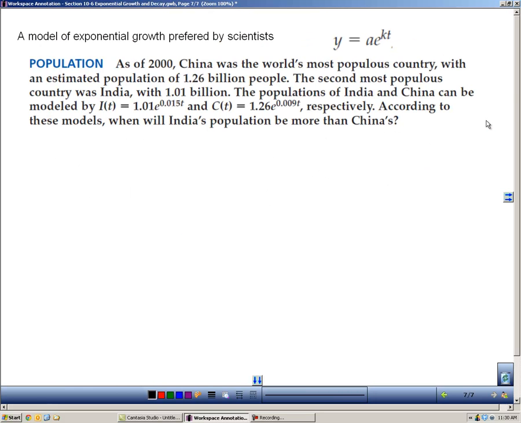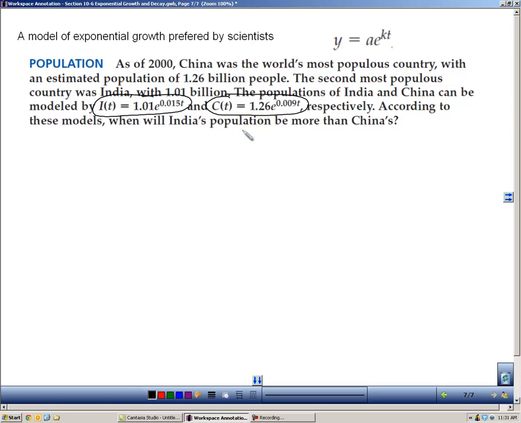Our last example is one in which we have a formula that's preferred by scientists for exponential growth. Again, y equals a times e to the kt. K is a constant. In this problem, we're told that in 2000, China's population was 1.26 billion and India's was 1.01 billion. They're both modeled by these two formulas. So we're actually given the formulas that model each one. The I of t is India over a certain amount of time, and the C of t is China over a certain amount of time.